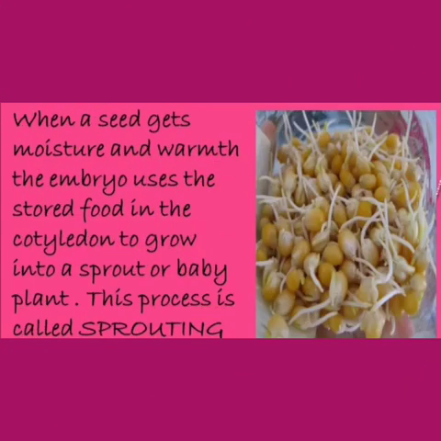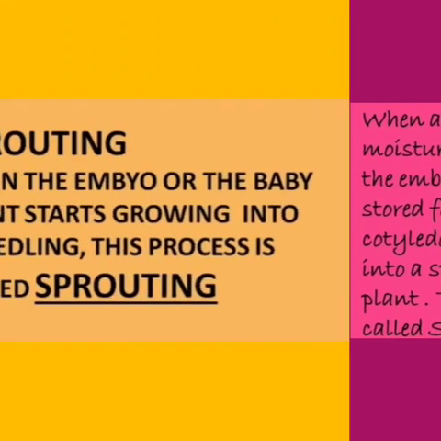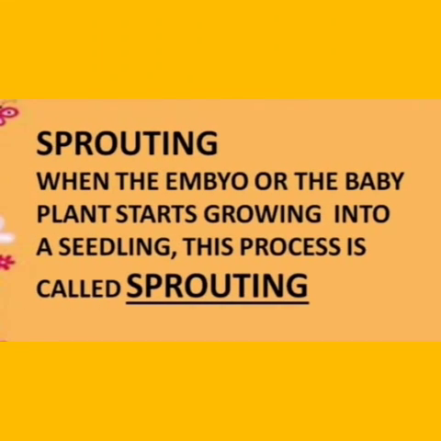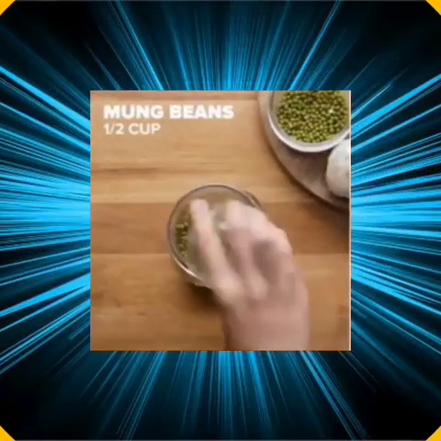When a seed gets moisture and warmth, the embryo uses the stored food in the cotyledon to grow into a sprout or baby plant. This process is called sprouting. This is the definition of sprouting. When the embryo or the baby plant starts growing into a seedling, this process is called sprouting. Let's understand it through a video.